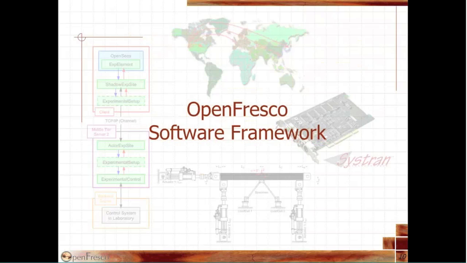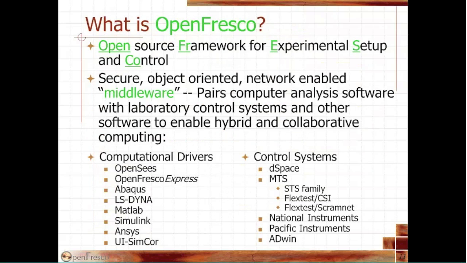So now let's talk about the OpenFresco software framework. OpenFresco, what does it stand for? It stands for Open Source Framework for Experimental Setup and Control. And it is a secure, object-oriented, network-enabled middleware. So it's a middleware, and that's a very important point. A middleware means that it pairs computer analysis software with laboratory control systems and other software to enable hybrid simulation. So OpenFresco by itself cannot do hybrid simulation.